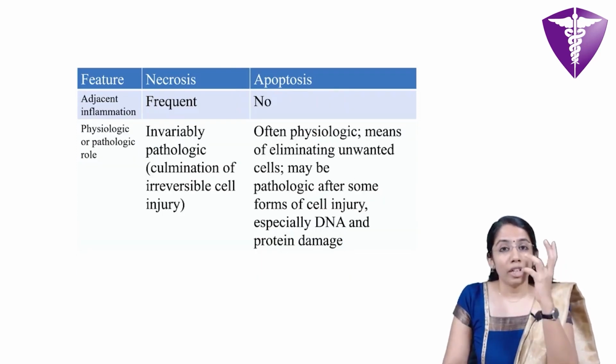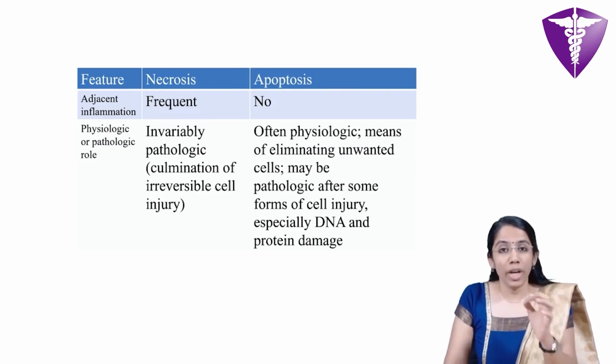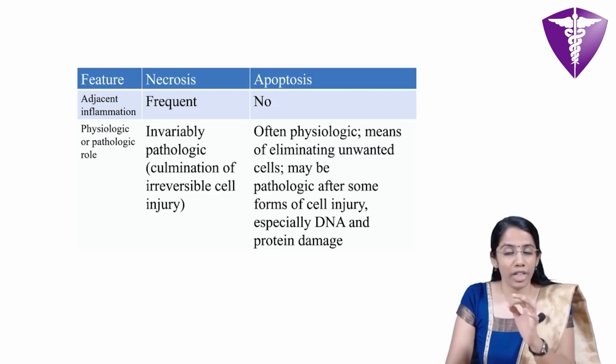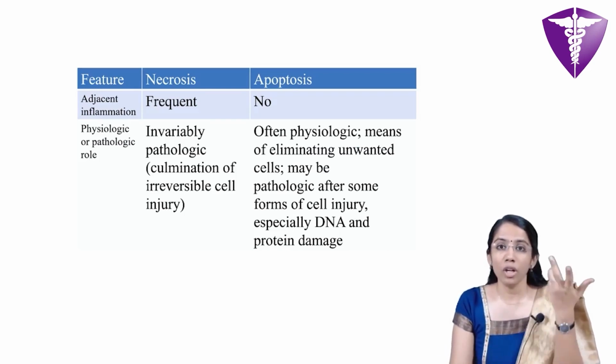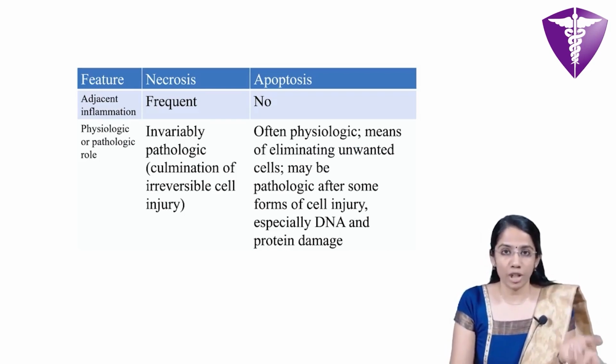Also, necrosis invokes an inflammatory reaction in the adjacent tissue, whereas in apoptosis, this does not occur. And necrosis is almost always pathological in occurrence, whereas apoptosis can be either physiological or can occur in pathological conditions as well.